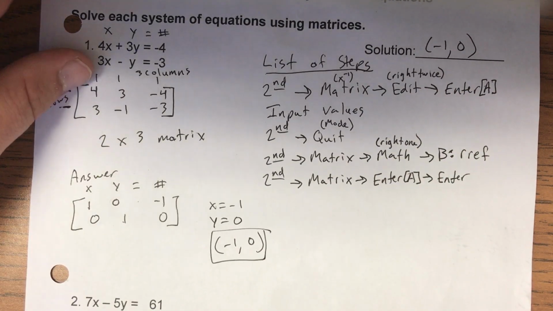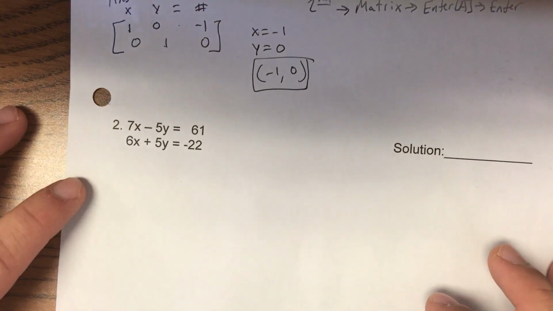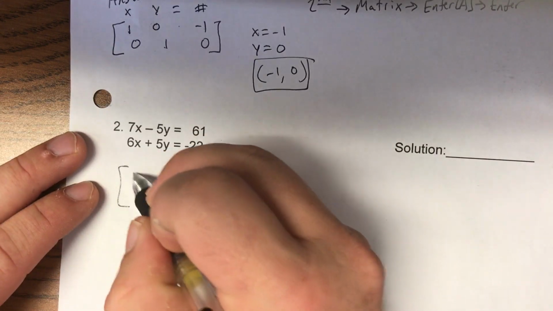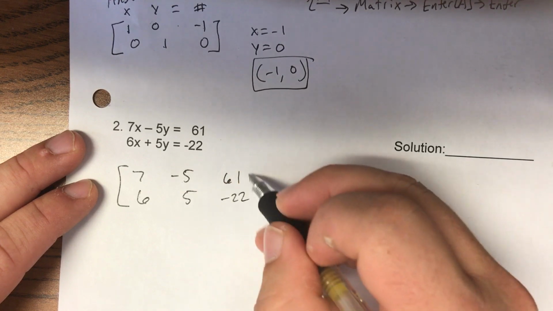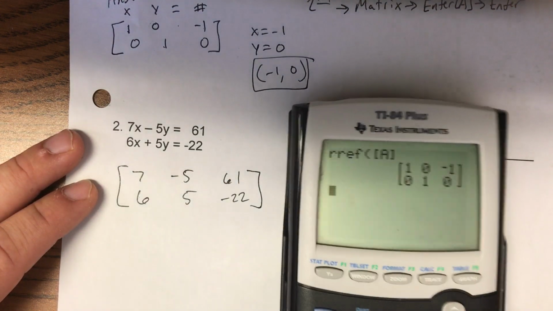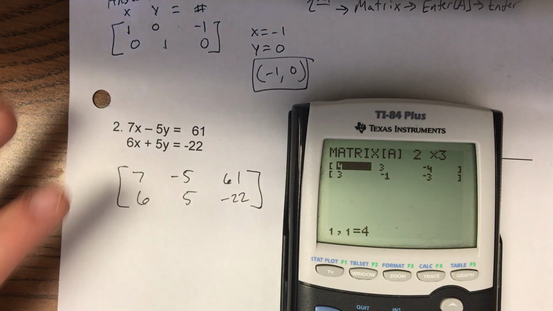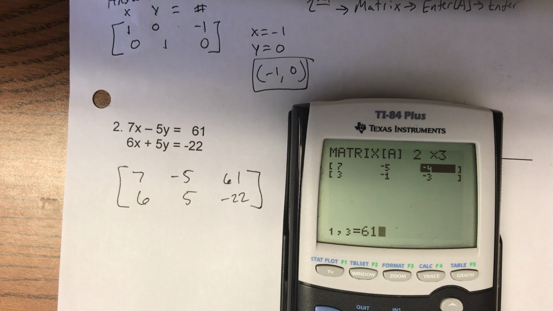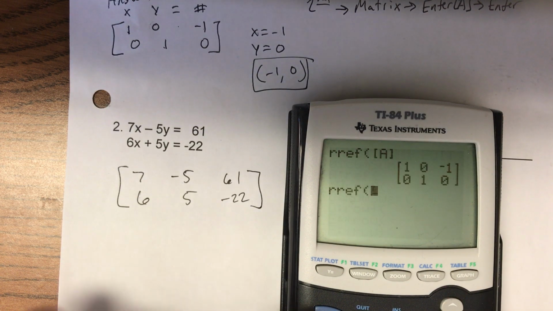And that's what we're doing. I think this is probably the easiest way to solve. You just got to remember how to put everything in the calculator. Number 2, everything's already in order, and so it's 7, -5, 61, 6, 5, -22. And so second matrix, go over to edit. It's a 2 by 3, 7, -5, 61, 6, 5, -22. Go back to quit, go back into matrix, math, the RREF of matrix A, and there's my answer, 3, -8.